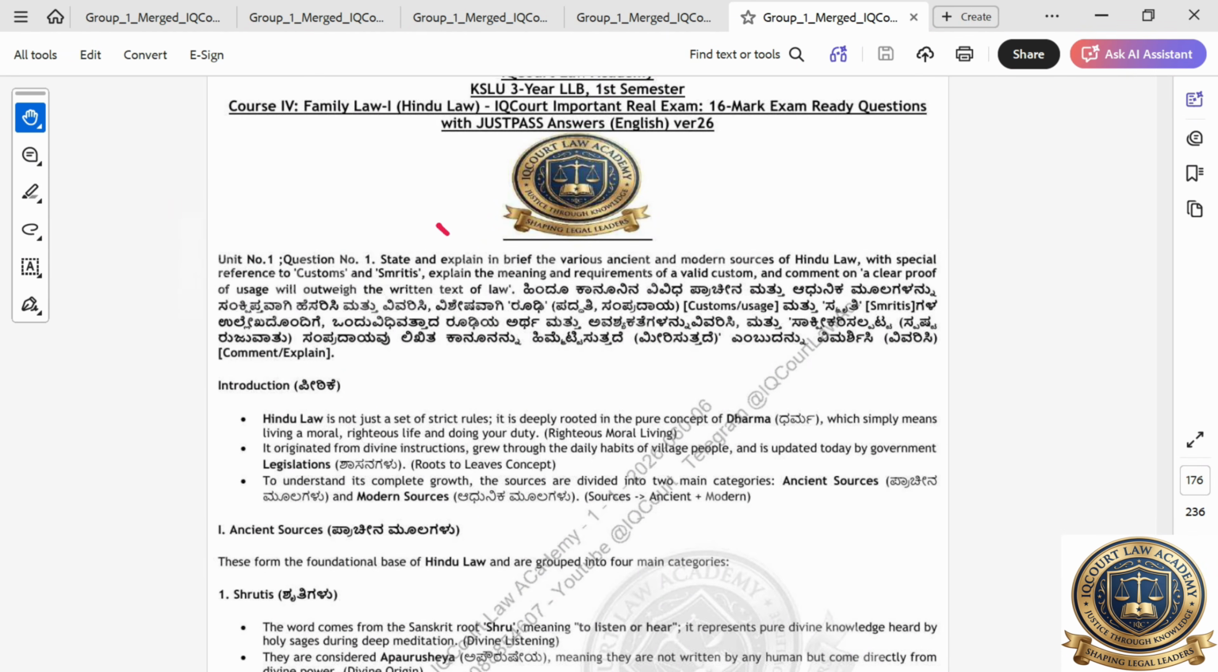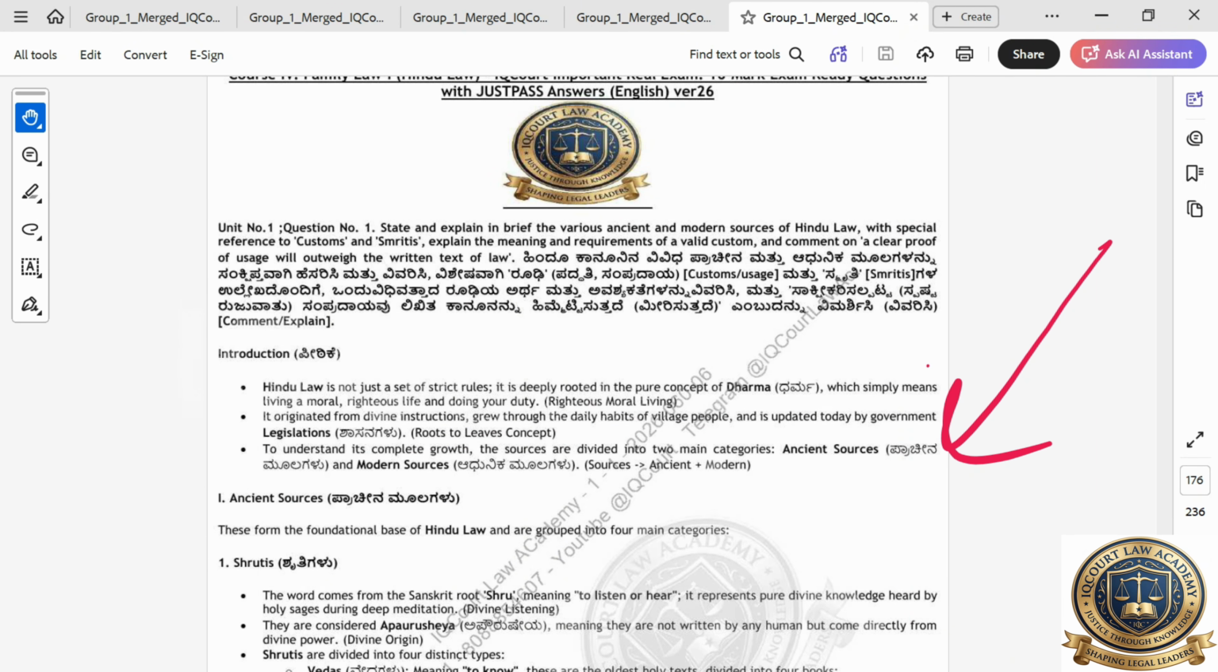Let us see. First question: state and explain in brief various ancient and modern sources of Hindu law with special reference to custom and smritis. Explain the meaning or requirement of a valid custom. Comment on: a clear proof of usage will outweigh the written text of a law. They may ask it in various ways. See, we combine everything. We are providing the question and we are providing the answer. Nobody will give you the answer like this.